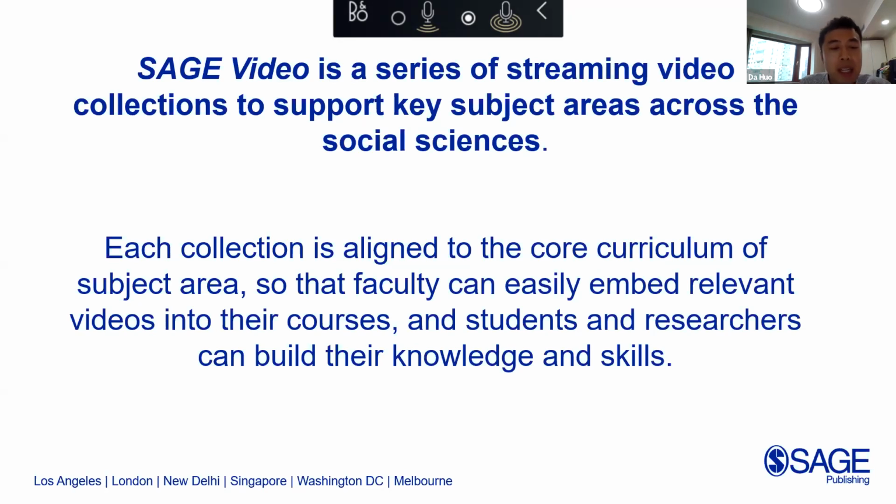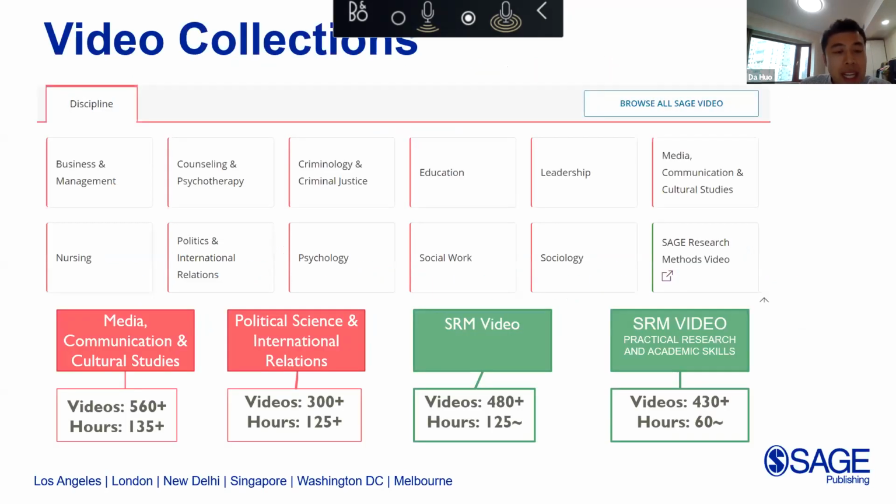skills within their discipline. We currently have 11 disciplinary collections plus 4 collections under the SAGE Research Methods offering, bringing our total number of video collections to 15 as shown here. They are business and management, counseling and psychotherapy, criminology and criminal justice, education, leadership, media, communication, and culture studies, nursing, politics and international relations, psychology, social work, sociology, and 4 collections under the SAGE Research Methods video collection.